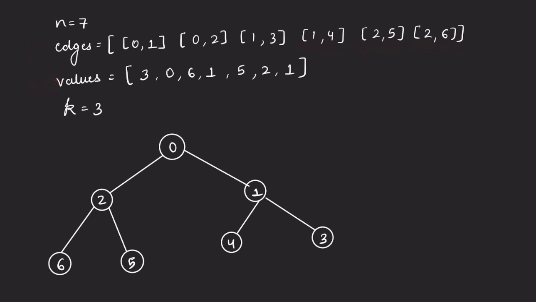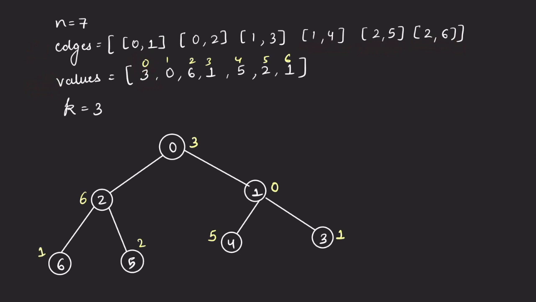Then what are the values? If I give the indices, 0, 1, 2, 3, 4, 5, 6, then for the 0th node, the value is 3. I'll write here, for 0th node, it is 3. For node 1, it is 0. For node 2, it is 6. For node 3, it is 1. For node 4, it is 5. For node 5, it is 2. And for node 6, it is 1. So these are the values.